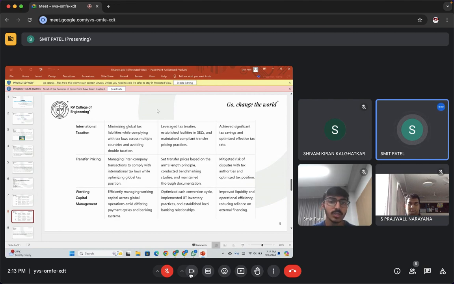The last IFM issue the company faced was working capital management. Efficiently managing working capital across global operations amid differing payment cycles and banking systems. The strategy they used to overcome this challenge is they optimized cash conversion cycle, implemented JIT inventory practices, and established local banking relationships. The outcome of this was they improved liquidity and operational efficiency, reducing reliance on external financing.